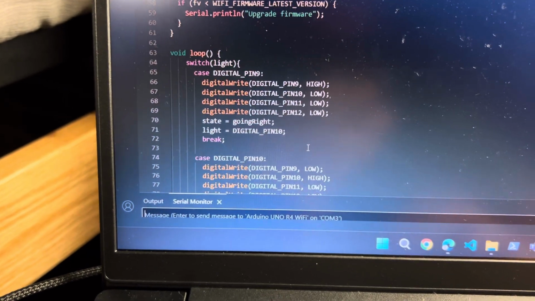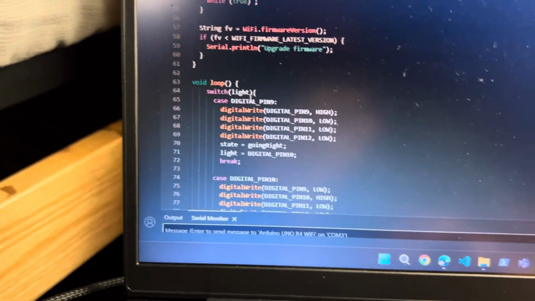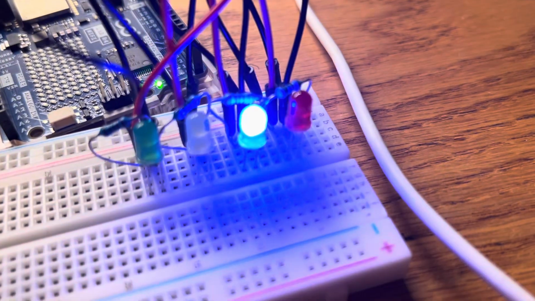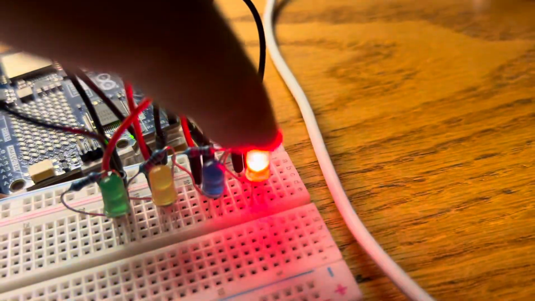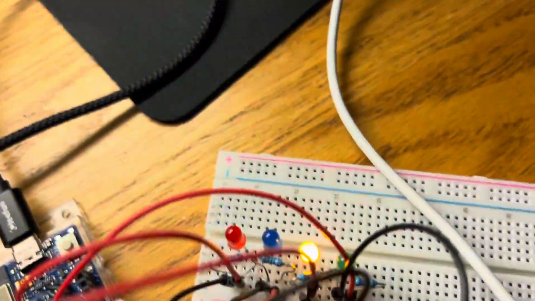And then in the loop, I am switching based off of the light. So it is starting on pin 9 and starting left. Pin 9 is the red one, and going left. And technically, this red one's the leftmost one, so it should be more like this, just to get a better sense of it.